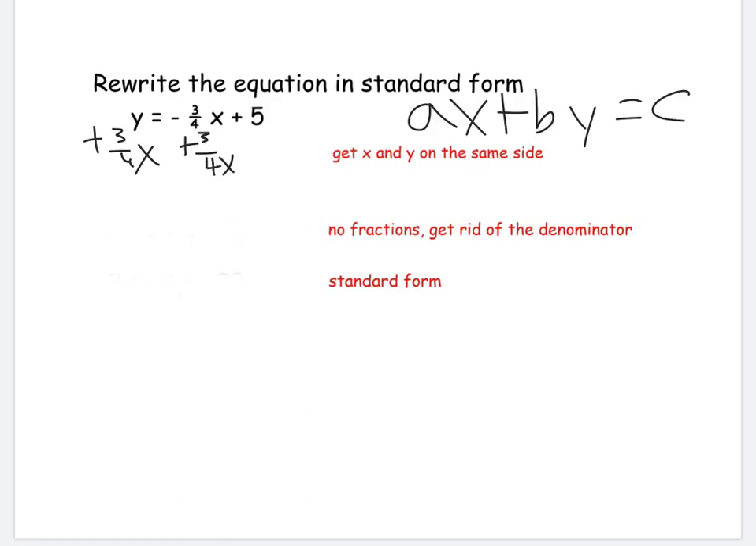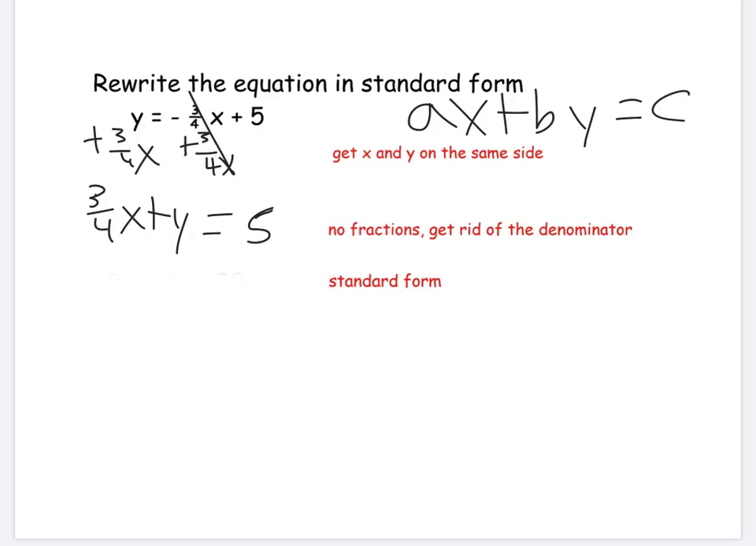Now, I cannot add y and 3/4 x because they're not like terms. I would just have 3/4 x plus y is equal to, those two would cancel each other out because positive plus a negative is 0, and it's equal to 5. Okay, so now we have both sides set equal. And you have your x and your y on one side, and your constant term, the 5, on the other.